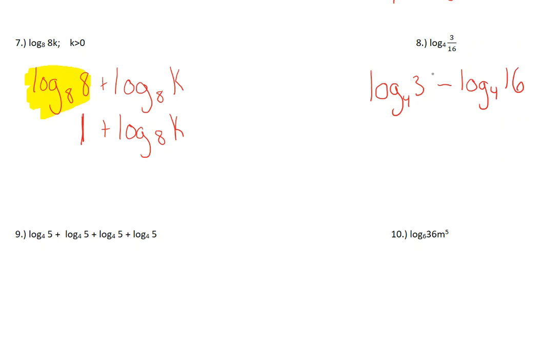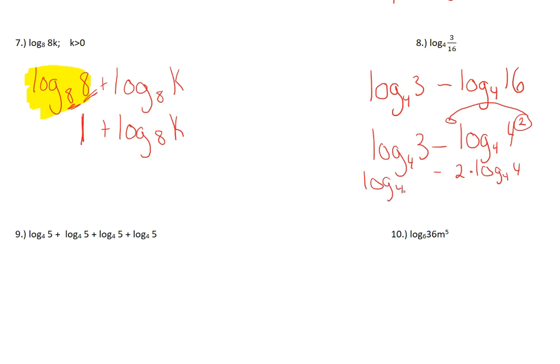Now, it was really convenient in number 7 that 8 and 8 were the same. If you look at number 8, 4 and 16, 4 goes into 16 evenly. So I'm going to rewrite the 16 as 4 squared. We'll keep that first term the same. That 2 is going to come out as a multiplier, so it's going to be 2 times log base 4 of 4. And again, because these are the same numbers, that evaluates down to 1. So 1 times 2 will just be 2. So log base 4 of 3 minus 2.